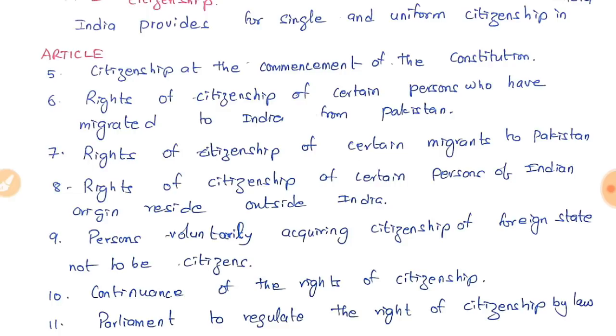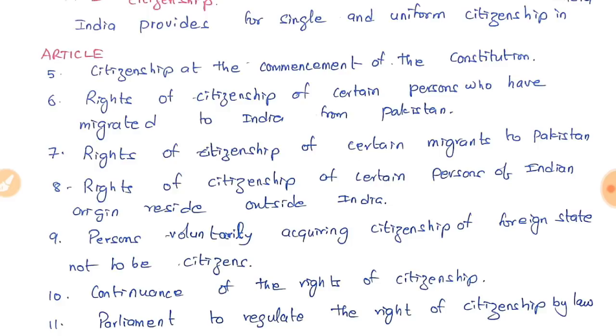Article 7 covers the rights of citizens of certain migrants to Pakistan. Okay, some of the people from India migrated to Pakistan. What are the rights those people have? And in Article 8, you can see the rights of citizenship of certain persons of Indian origin residing outside India, friends. Okay, in Article 9, persons voluntarily acquiring citizenship of a foreign state are not to be citizens.